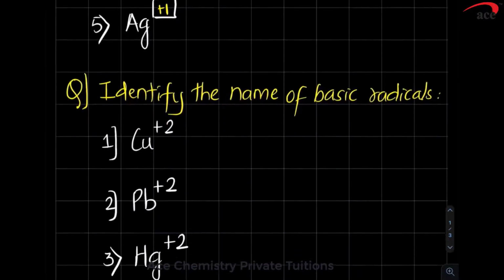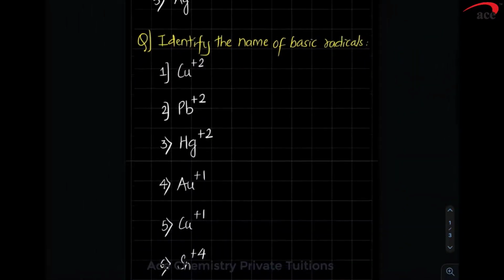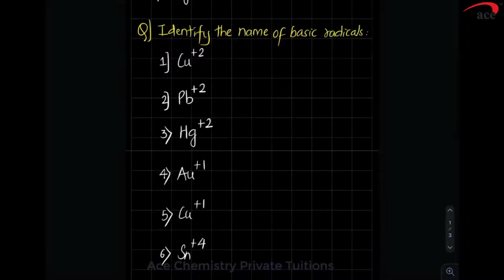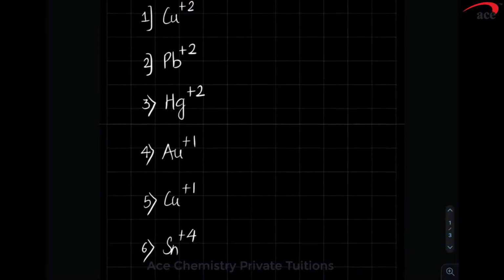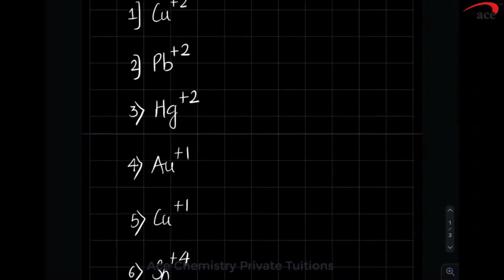Then there is one more exercise for you all. Identify the name of the basic radicals shown here. So shown here are the basic radicals. Write down the name of these basic radicals. Pause this video and write down the name of these basic radicals with proper suffix as ous and ic, like mercurous, mercuric, cuprous, cupric, plumbous, plumbic, and so on. Pause this video and go ahead.